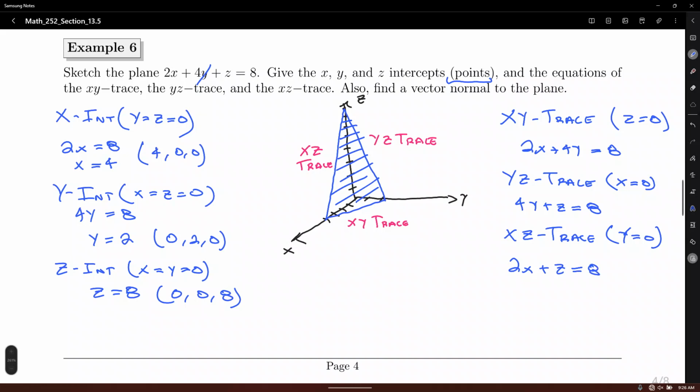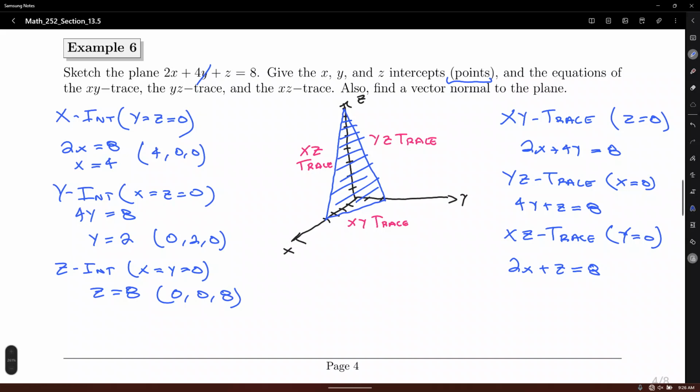So these three equations describe the three traces that we use to form, later on we're going to call it the armor of the solid, but for now these are our guides to draw the portion of the surface in the first octant. Right now it's just a surface, just a plane, not a solid yet. That's a layer. So that's our example of how we graph a plane.